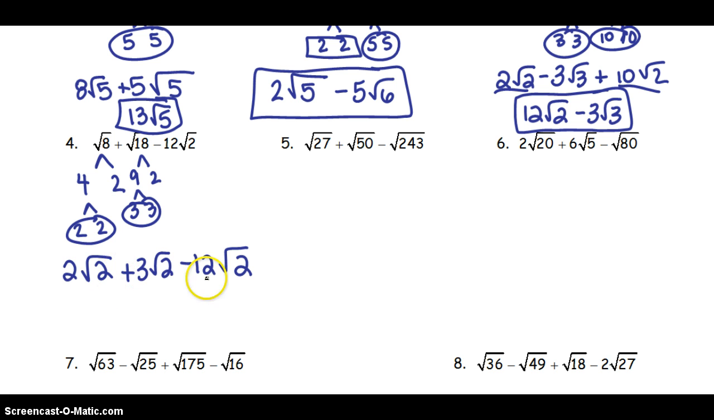We can combine all of these because they all have root 2's. We have 2 root 2, 3 root 2, and a minus 12. 2 and 3 is 5. Minus 12 is negative 7 root 2.